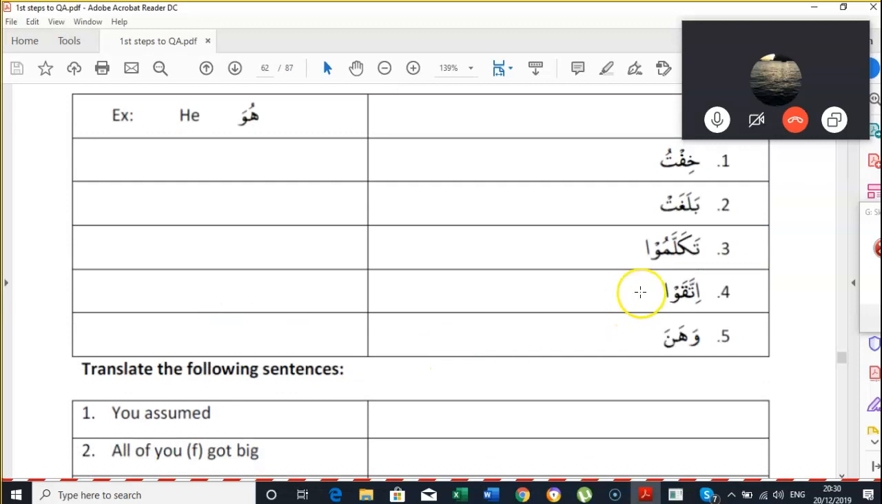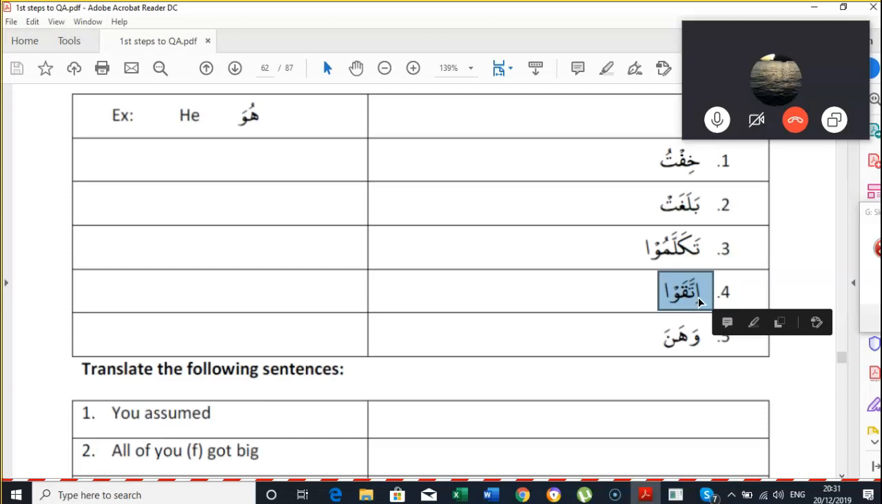Number 4, next page. Ittaqaw. What's the pronoun inside of this? Is it hum? Yep, hum. How do you know? Because of the waw and the alif.